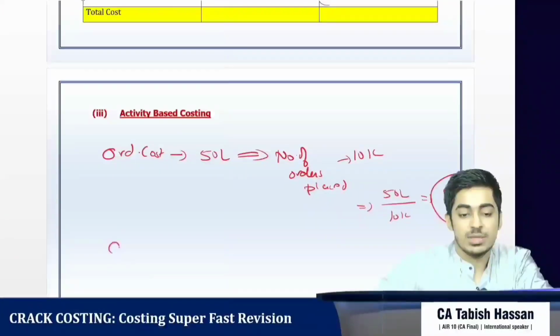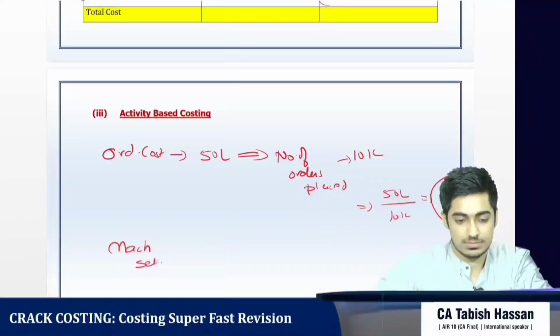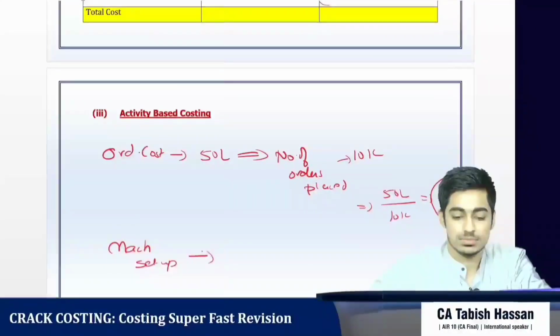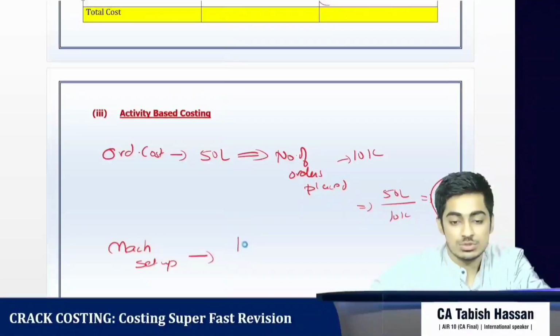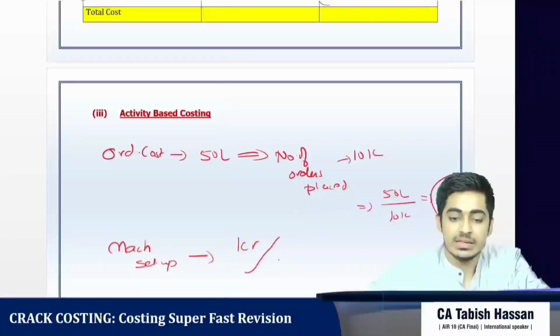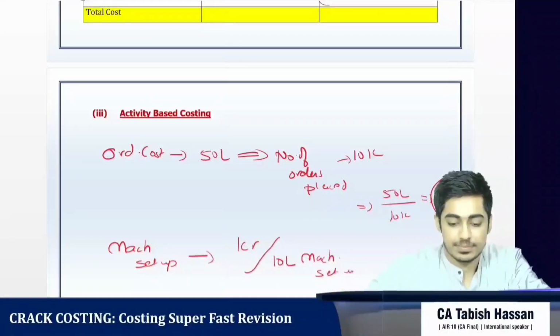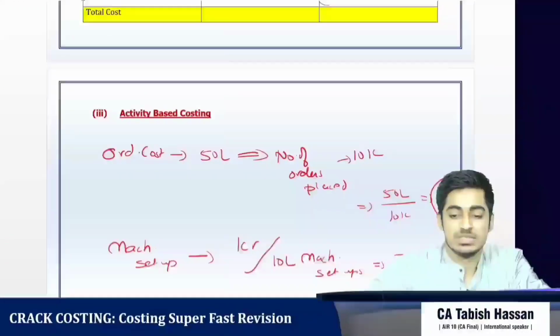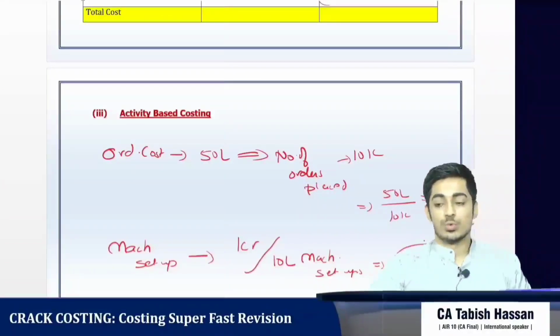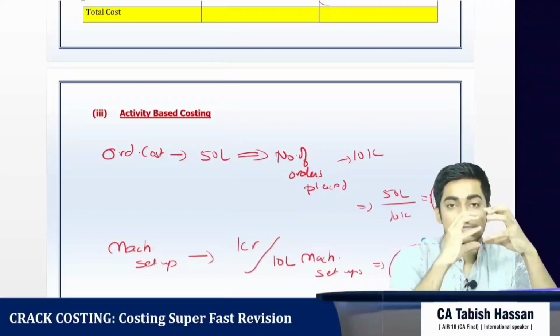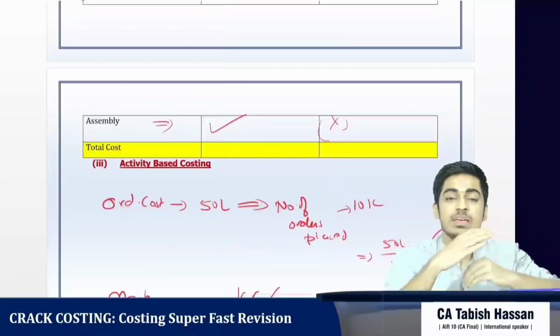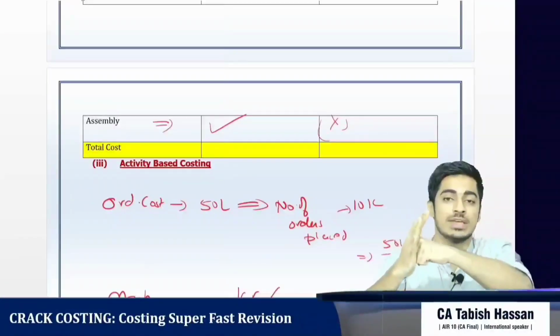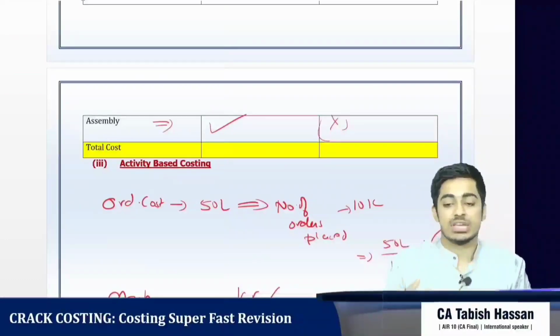Similarly, we have the machine setup cost. Say for example, its cost comes to 1 crore, and in a year we've done 10 lakh machine setups. So it comes to rupees 10 per machine setup. So what we do is, we take the total cost of the activity, we divide it by a suitable basis which drives the cost of the activity to get the activity cost driver rate.